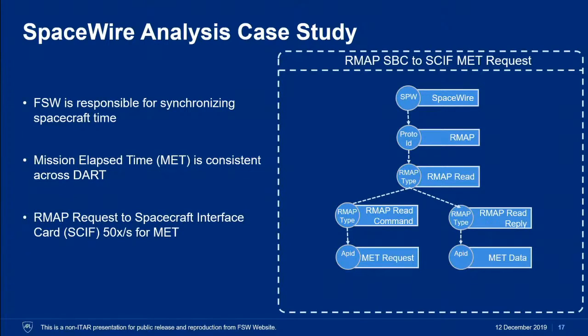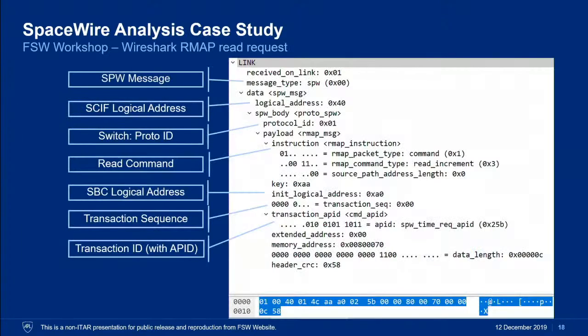In this case, we will look at an RMAP read request and read reply, which is a read command and read reply. The request will contain the transaction ID requesting the MET data, and then the reply will contain the actual MET data. So let's look at this in Wireshark broken out. I'm going to go through this piece by piece, but I want to start with the very bottom. The very bottom is the raw data.